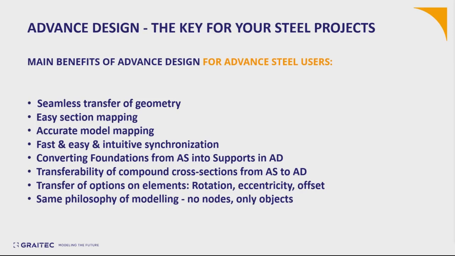We can transfer the compound cross sections from advanced steel to advanced design. We can transfer the options on elements like the rotation, eccentricity, and offset. So in case of changes like this, you can transfer them. And another point is that you have the same philosophy of modeling. You don't have nodes in the modeling process. It's very easy to model in advanced design. It's similar to advanced steel. You model with objects, so you do not start to control every node of the structure.